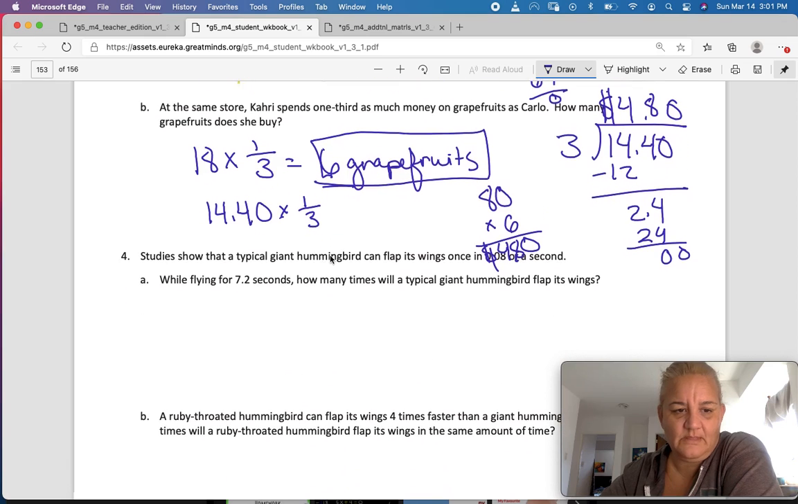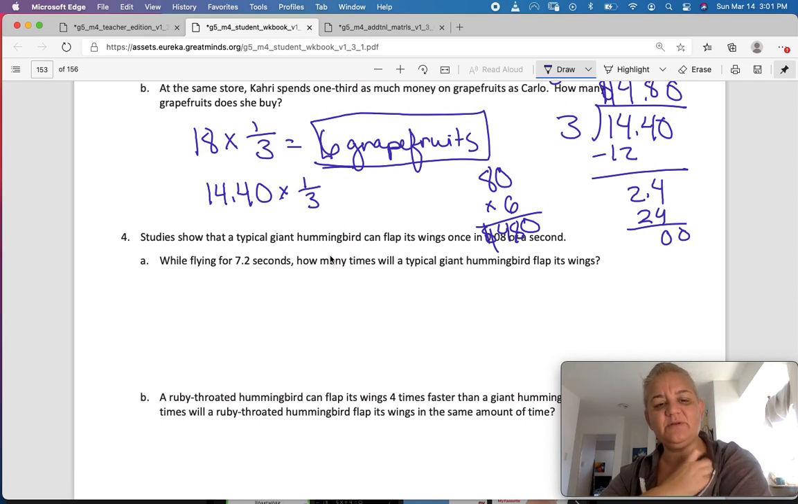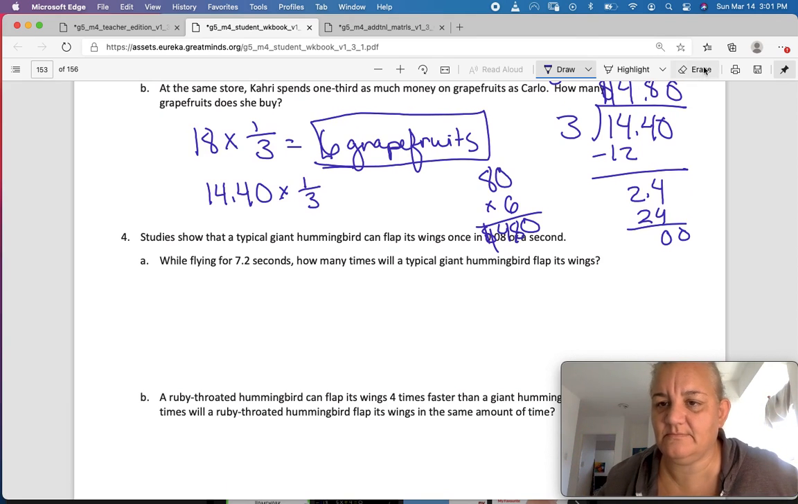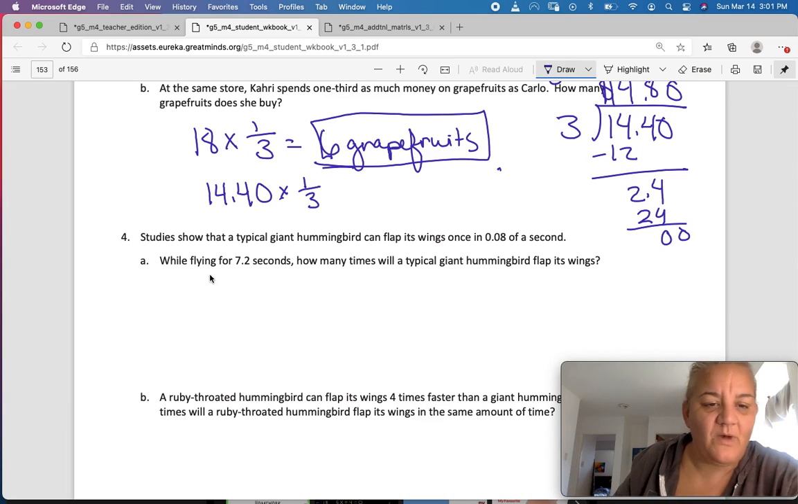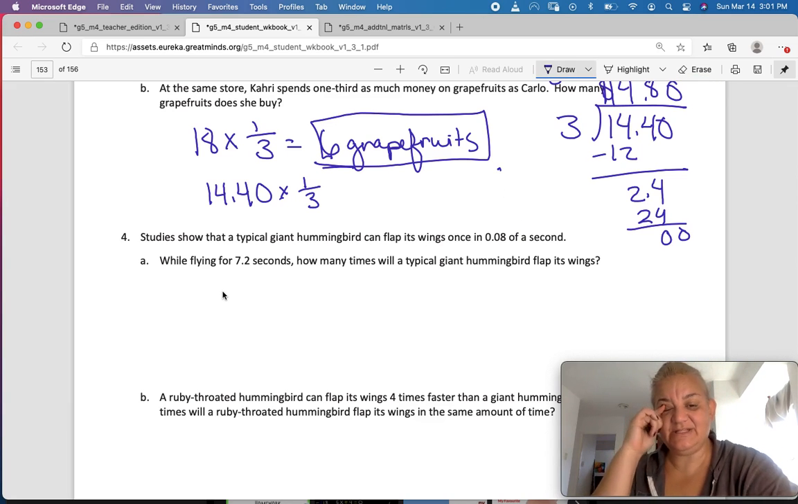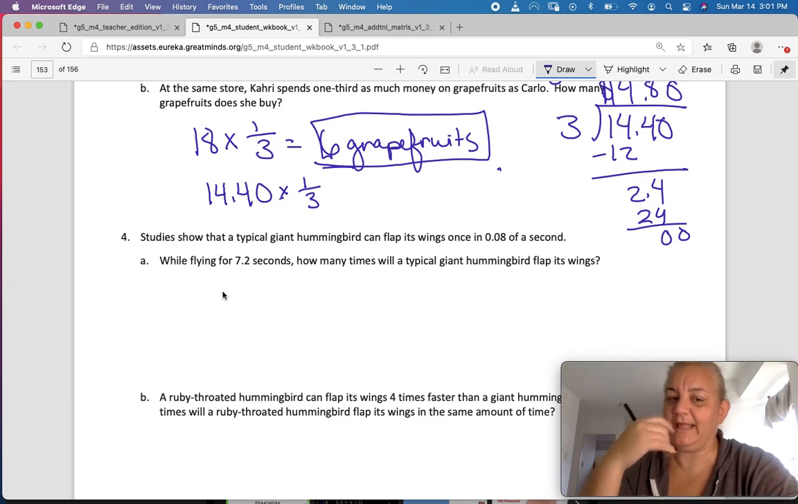Okay. Studies show that a typical giant hummingbird can flap its wings once in 1/8 of a 100th of a second. Wow, that's fast. Hummingbirds are fast. While flying for 7 2/10 seconds, how many times will a typical giant hummingbird flap its wings?